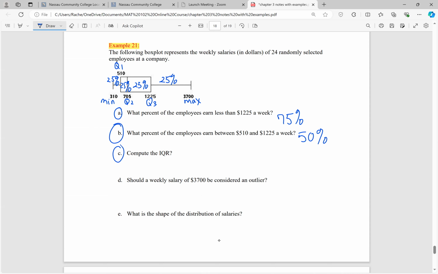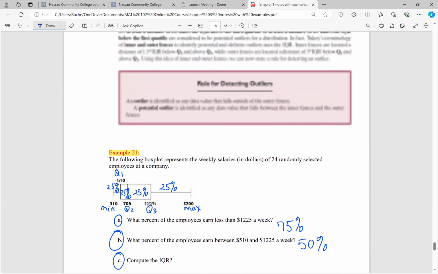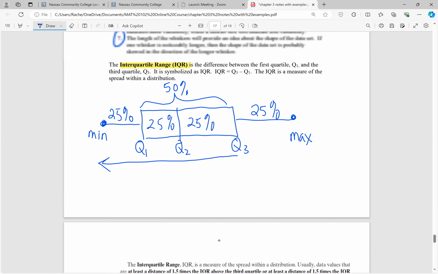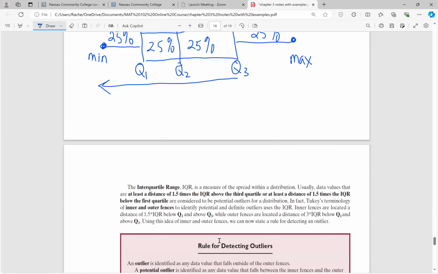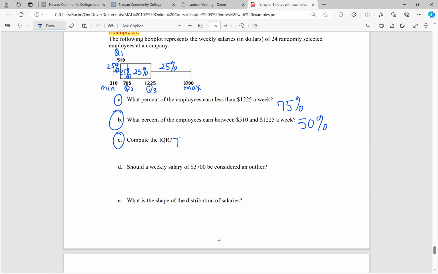So part C says compute the IQR. So now I'll go over the IQR. IQR stands for interquartile range. And the interquartile range is the range of the box, the rectangle. So the IQR, the interquartile range, is the difference between Q3 and Q1. It's the measure of spread within the distribution. So the interquartile range is equal to Q3 minus Q1.